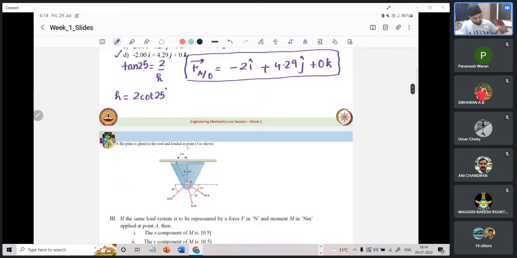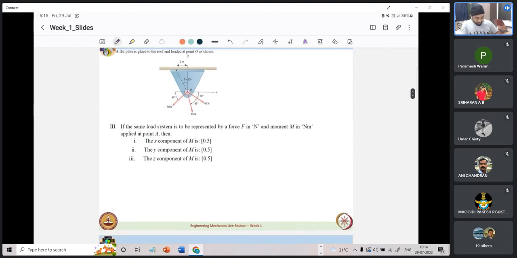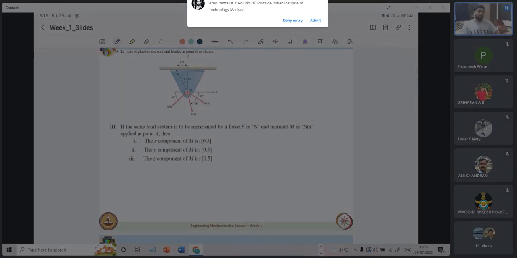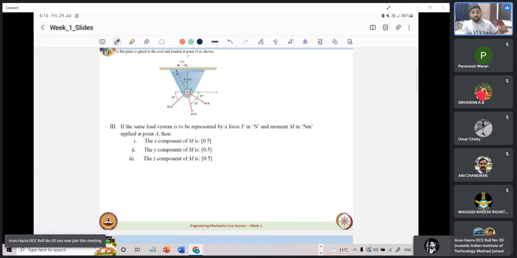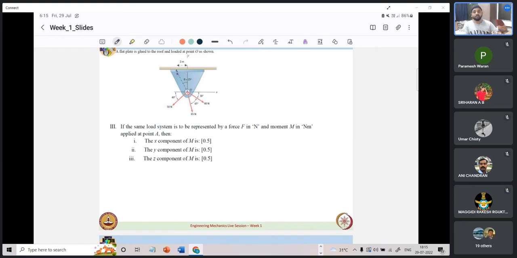Okay. Now the next part of the question says, if the same load system is to be represented by a force F in Newton and moment M in Newton meter applied at point A, applied at this point, how will you represent the moment? So what is the concept under question here? The concept under question here is transferring a force from one point to the other and representing the entire force system as an equivalent force system. So we know if there are 2 points and we apply a force F, let us call this point A, let us call this point B.